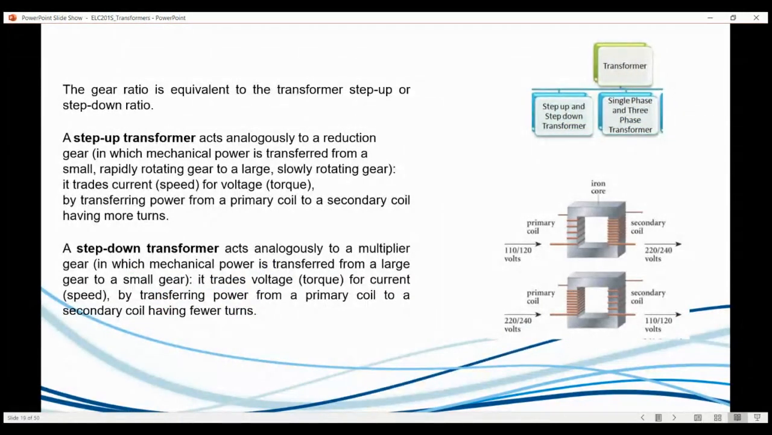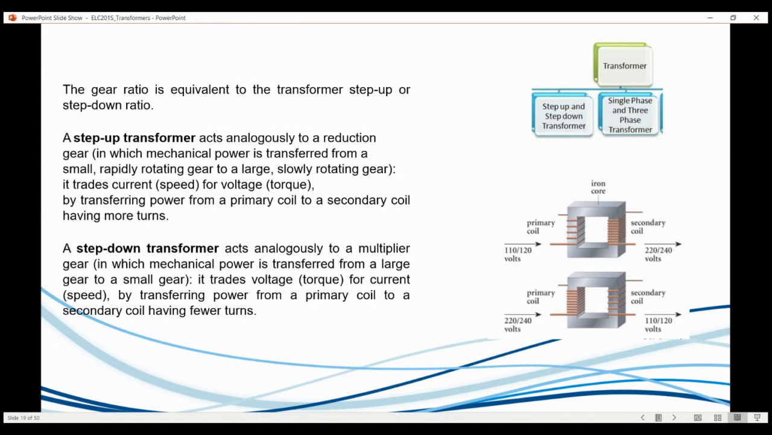So the gear ratio is equivalent to the transformer. Essentially, the gear ratio is similar to your amount of turns. The same goes for a step-up transformer. It acts analogously to a reduction gear, in which the mechanical power is transferred from a small to a large gear. It trades current for higher voltage, or speed for higher torque, by transferring power from the primary coil to the secondary coil, which has more turns. So if you want to know what a step up transformer is, on your secondary side you're going to have more turns. It's the same as having a small pinion turning a bigger wheel.